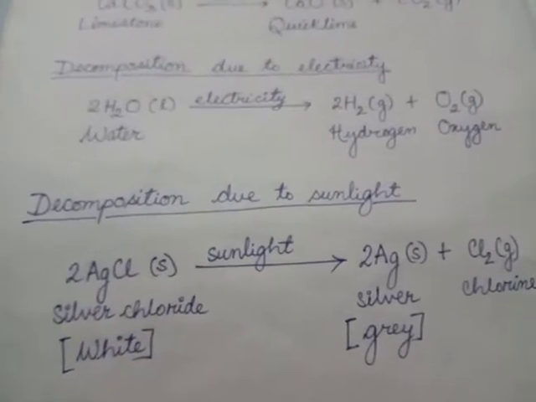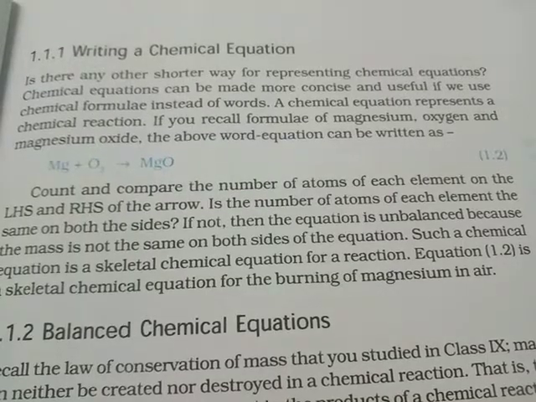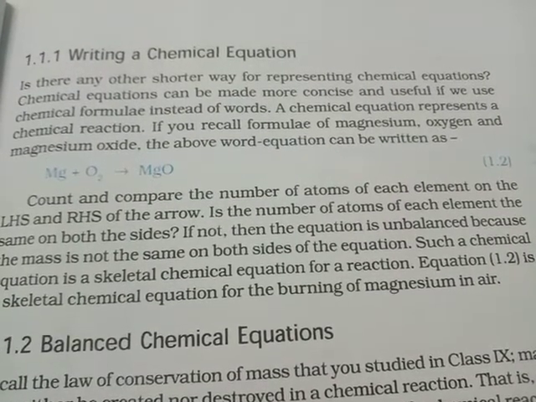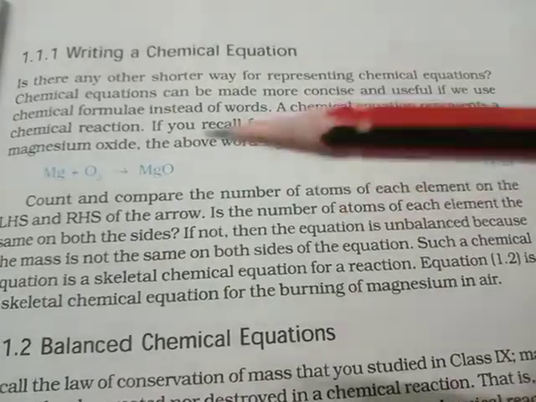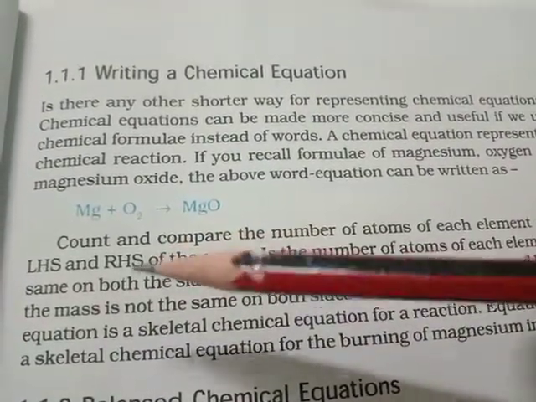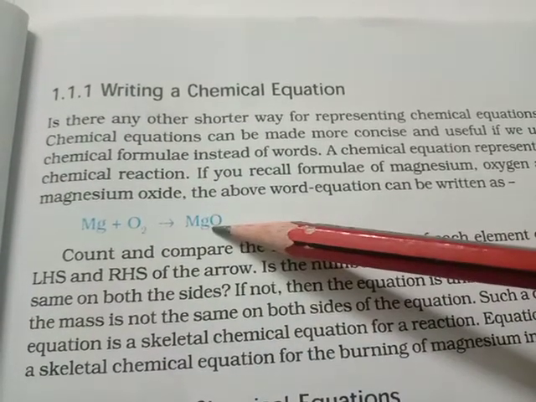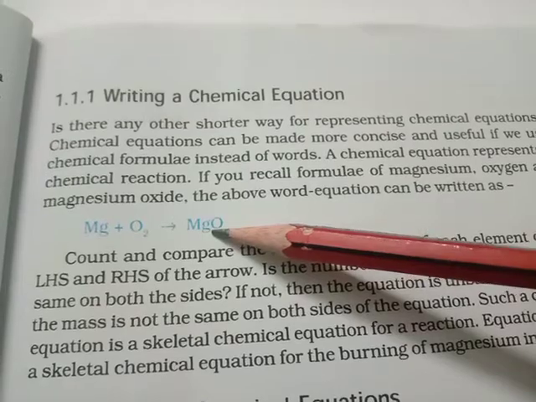Now let us look at examples of combination reactions. I will show you three of the combination reactions from our book. The very first reaction we had got earlier is the burning of magnesium ribbon. When magnesium is burned in air, it combines with oxygen to form magnesium oxide. So this is an example of a combination reaction.